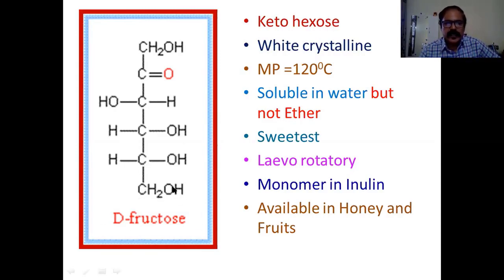This is the terminal carbon and this is the penultimate carbon. The carbon one before the end carbon is called the penultimate carbon. If this penultimate carbon has a hydroxyl group on the right side, we call it capital D. If it is on the left side, we call it capital L. So this is D-fructose, and it is a white crystalline solid.